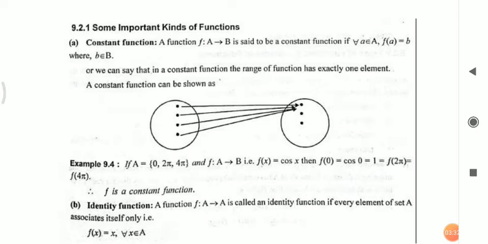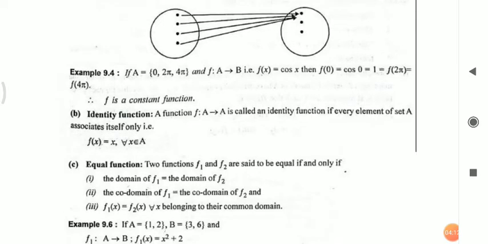Now we are defining some functions. First is the constant function. Constant function means every element of the domain has a fixed image, that is, a constant image, so that exactly one element is an image and there are many pre-images. All the elements of the domain are related to a fixed element, a single element of B, so it is called a constant function. One example is given, where each and every element, that is 0, 2π, 4π, will give the same value, that is 1, on each of these points, so that function is a constant function.